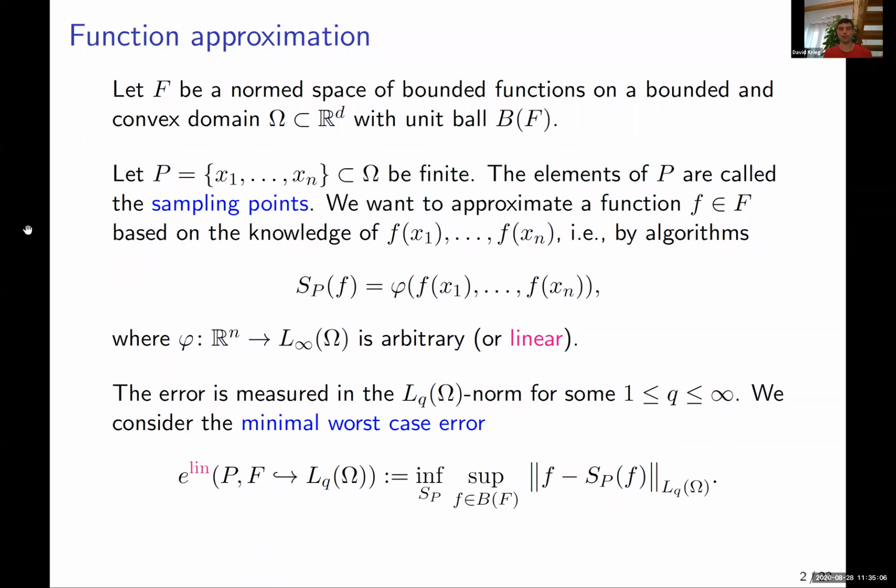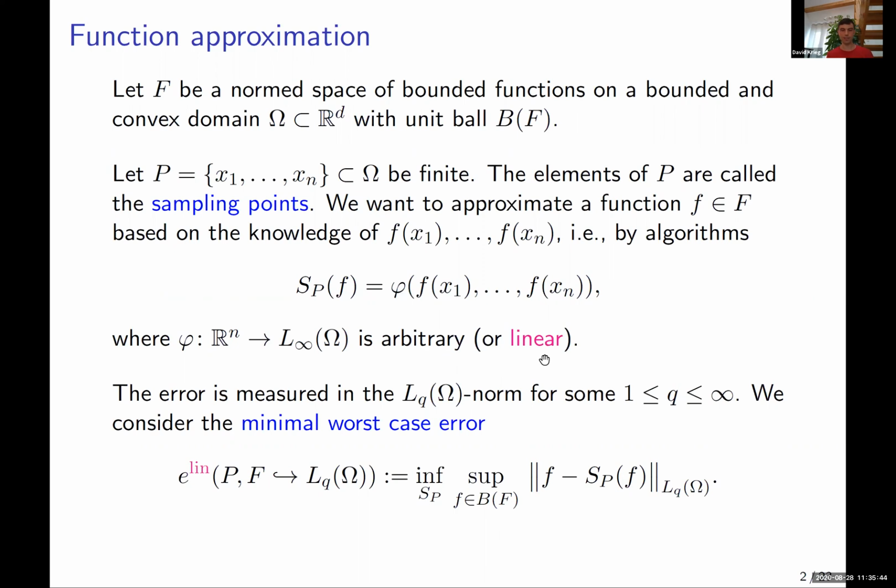So what kind of algorithms are allowed? The algorithm looks like this here. It's just you take the function values and then some arbitrary map which maps the function values back to the space of bounded functions, let's say. Okay, so in general, we admit arbitrary algorithms, but sometimes it's preferable to only consider linear algorithms, so linear mappings phi, in which case I use this pink color to distinguish.